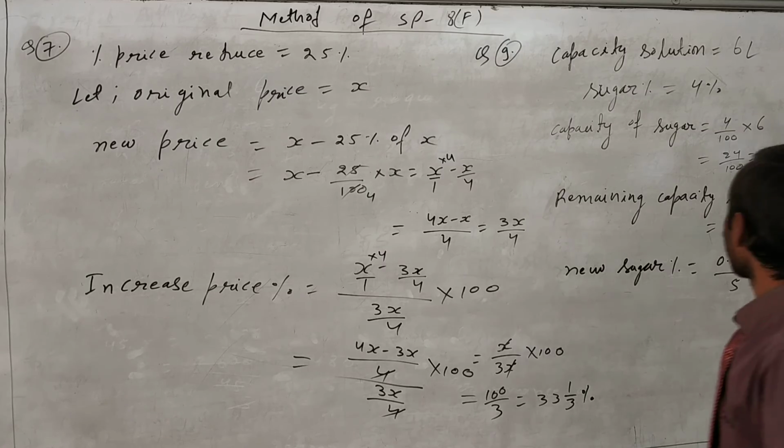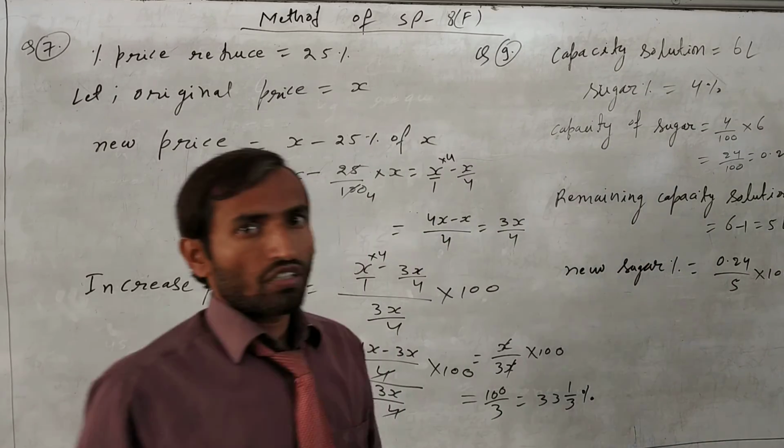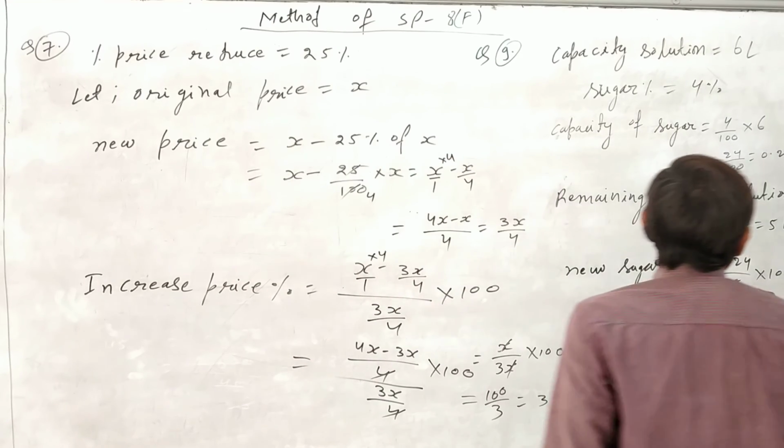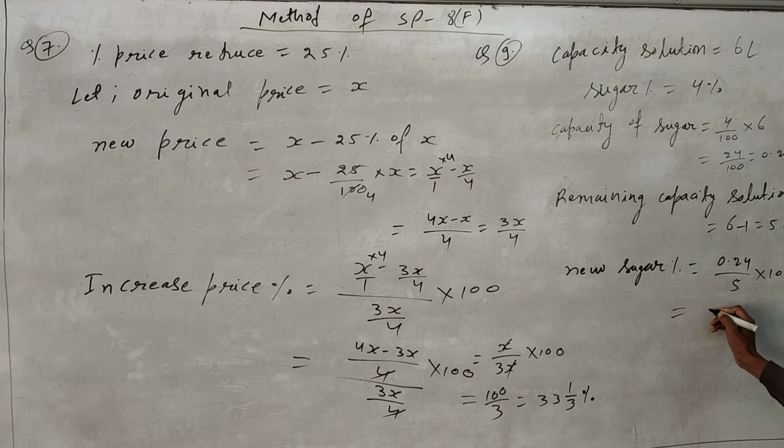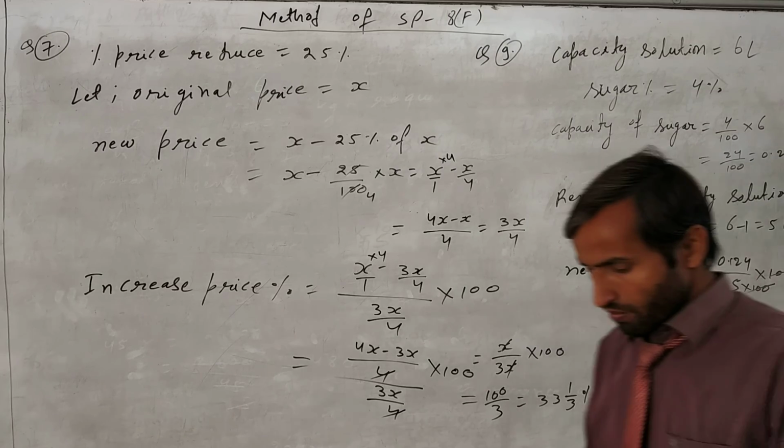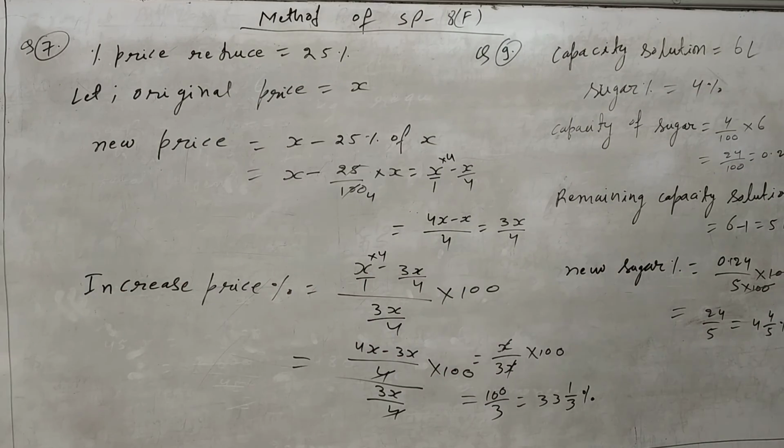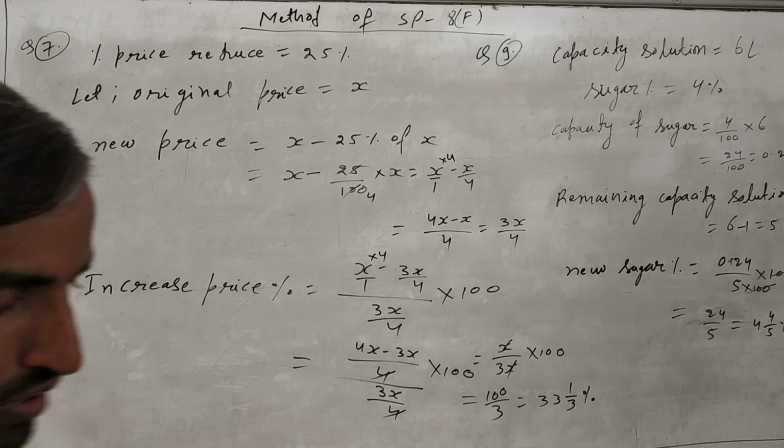So we will solve like this. How much will come here? 0.24 upon 5, just remove this, it will cancel out. Now 24 upon 5 will come, it will come 4 upon 5%. So the new sugar percentage is equal to 4 upon 5%. This is the final answer. Okay, this is the final of question number 9.